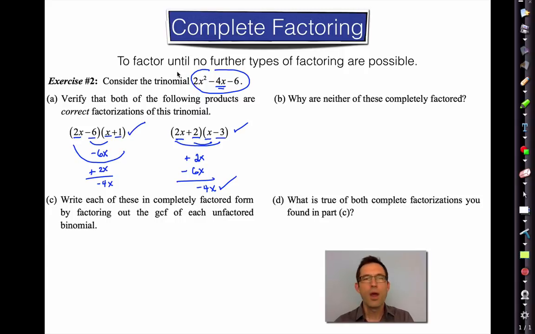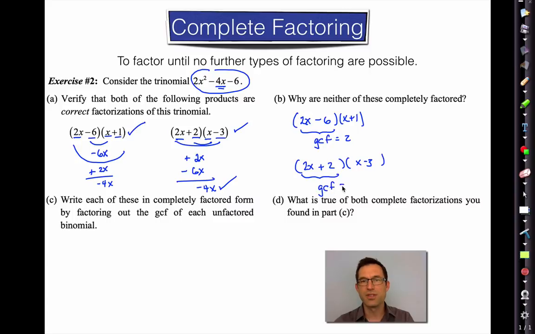Okay, let's talk about it. Well, let's take a look at this one: 2x minus 6 times x plus 1. The reason that this one is not completely factored is that there's a GCF of 2 in that parentheses. Same deal on the other one, right? When I have 2x plus 2 and x minus 3, the reason this isn't completely factored is, again, there's a GCF of 2 in that parentheses.